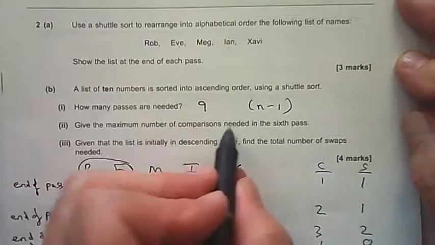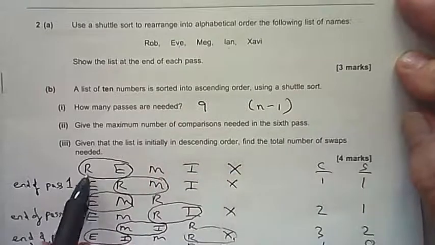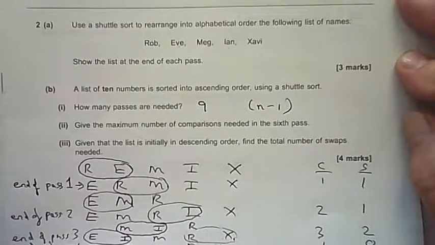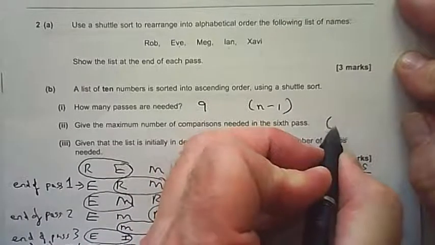Give the maximum number of comparisons needed in the 6th pass. Well, in the first pass you compare once. In the second pass you compare either once or twice, but the maximum is 2. The maximum is 3 for the 3rd pass, so for the 6th pass the maximum will be 6.